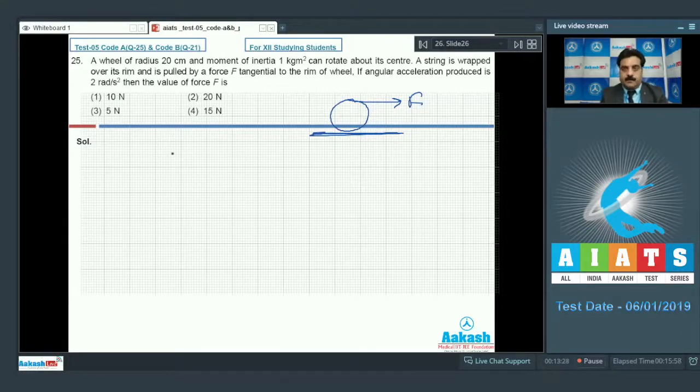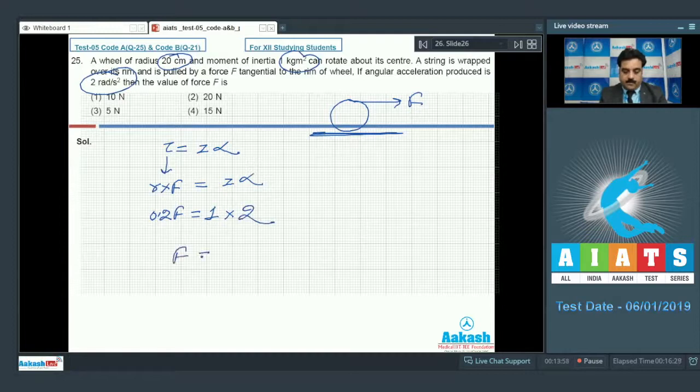You can solve by using a simple formula. Tau is equal to I alpha. For torque, I need the perpendicular distance and force, and that is equal to I alpha. So R is 20 centimeters, in terms of meter, 0.2, times F. The moment of inertia according to the problem is 1, and the angular acceleration is 2 radian per second square, so you will use that. When you solve 2 upon 0.2, you will get 10 Newton.